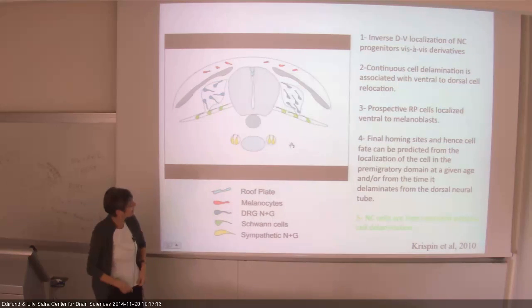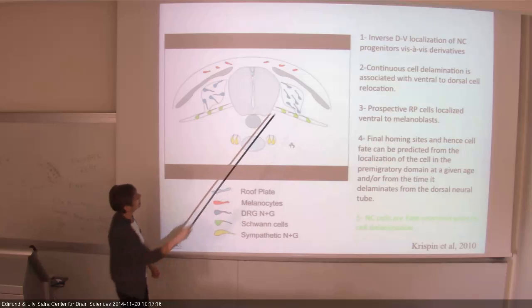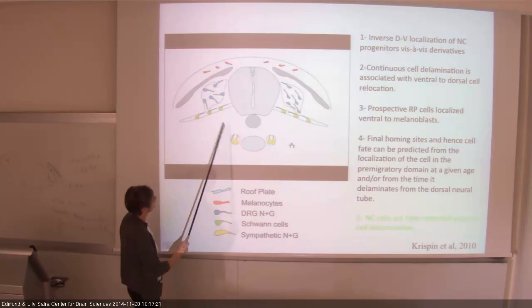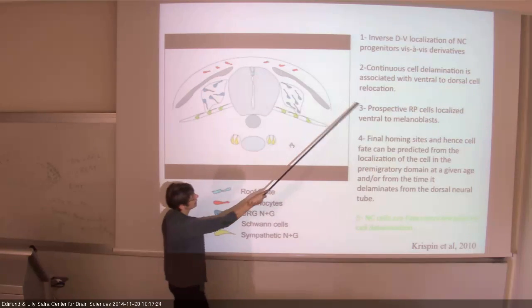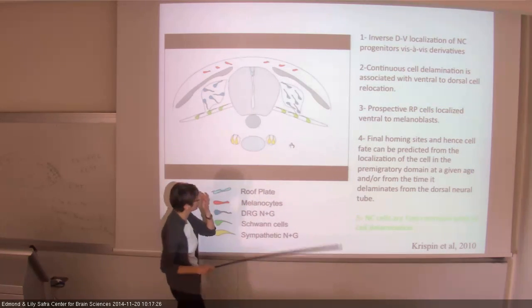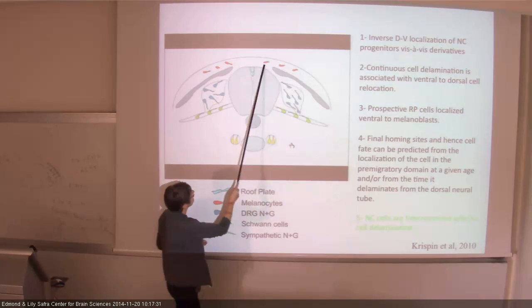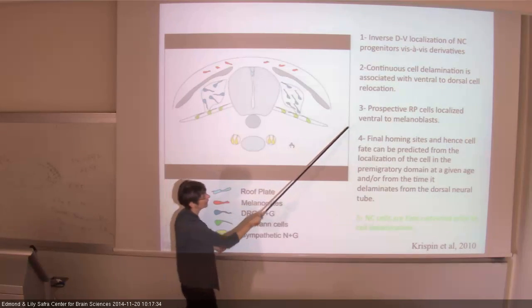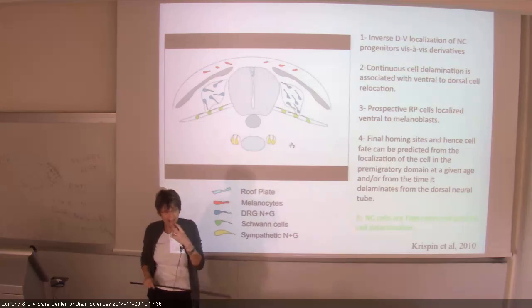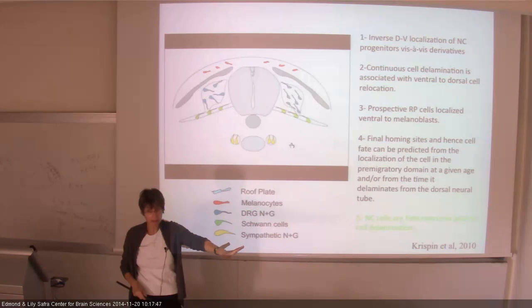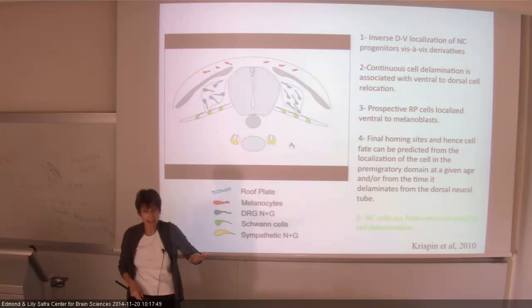So this was something which made a lot of noise in the literature. We found an inverse dorsoventral localization of progenitors in the tube vis-a-vis the derivatives. The delamination of the cells is continuous and is associated with the relocation from ventral to dorsal. Prospective roof plate cells, these ones, are localized ventral to the melanoblasts, namely the definitive closure of the neural tube, when no more cells will leave it. The CNS, the spinal cord, will remain as such only after crest cells have left. Till that time, the roof plate is another lineage.